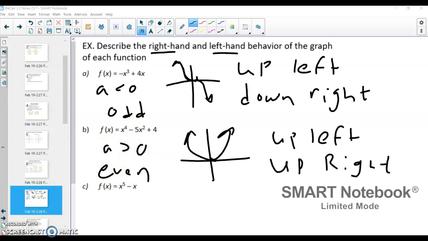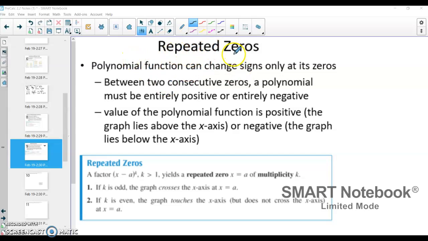The thing I want to highlight in this video is the idea of repeated zeros. Between two consecutive zeros, the function must be entirely positive or entirely negative. You can break down a function, and we'll see that in the next slide, where you can see a multiplicity of 1, a multiplicity of 2, or really a multiplicity k, which is what the factor is raised to. If k is odd, the graph is going to cross the x-axis. If k is even, then the graph is just going to touch the x-axis. I wanted to say that before I start working a problem, but the problem is going to make more sense of that.